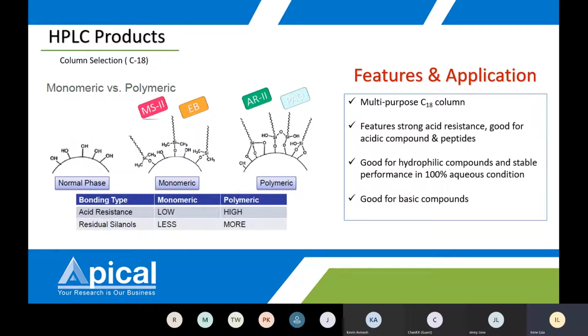So the features are basically they tend to have strong acid resistance and are good for acidic compounds or peptides. They are suitable for hydrophilic compounds, and they are very much stable in 100% aqueous condition. And if you are doing very basic compounds analysis, then it is encouraged to try to kickstart with a C18 base column.